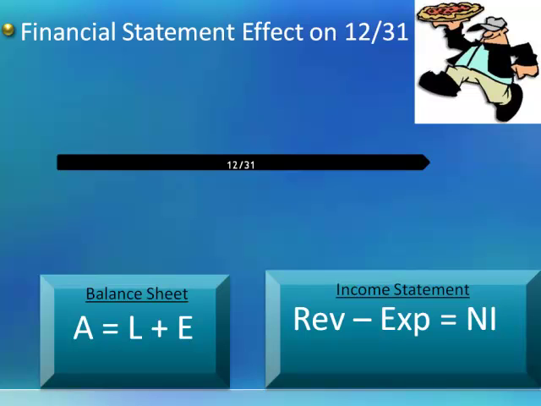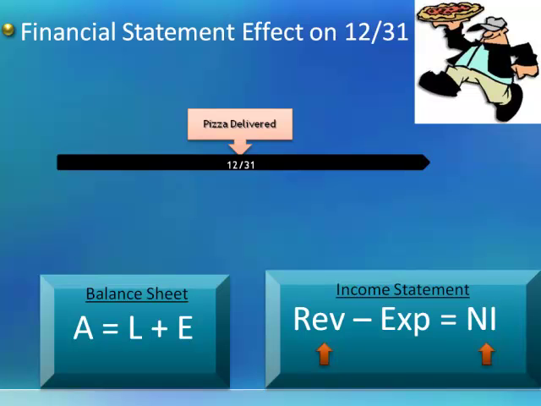So let's take a look at how this affects the financial statements on 12/31. We know that on 12/31 the pizza was delivered. That means that revenue increases. Remember, revenue is recognized when a good or service is provided. So since the pizza was delivered, revenue increases. If revenue increases, net income increases.